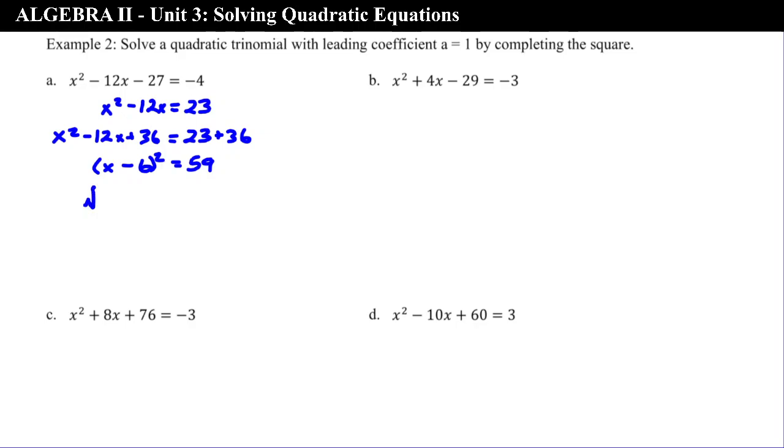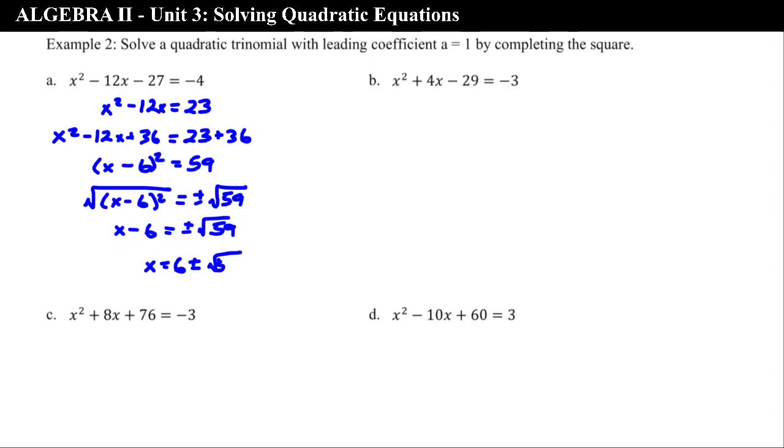So now we're back to what we did in the last section. We're going to take the square root of each side. The square root of this side is x minus 6. We can't simplify the square root of 59, so that just stays as it is. So all we've got left to do is add 6 to each side. So you've got x equals 6 plus or minus the square root of 59.